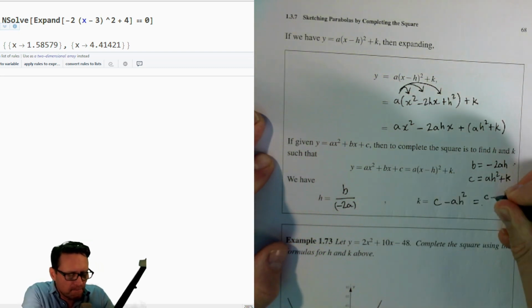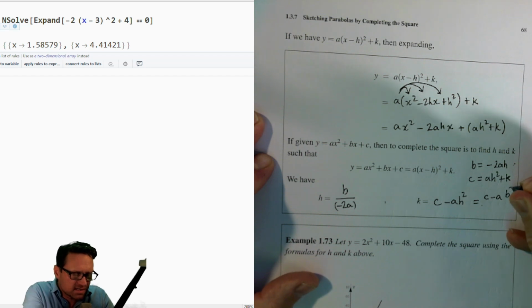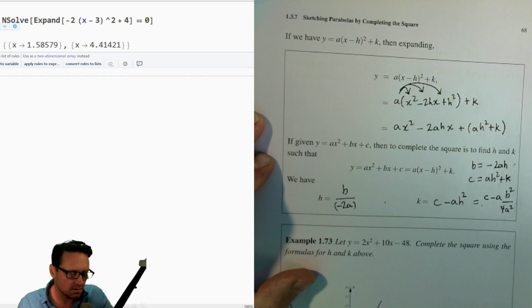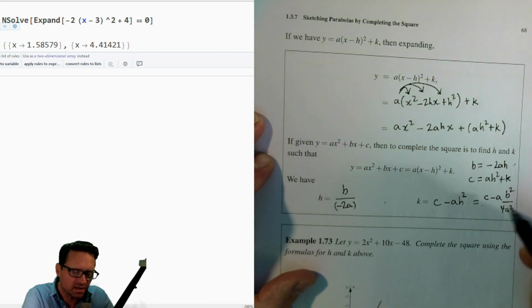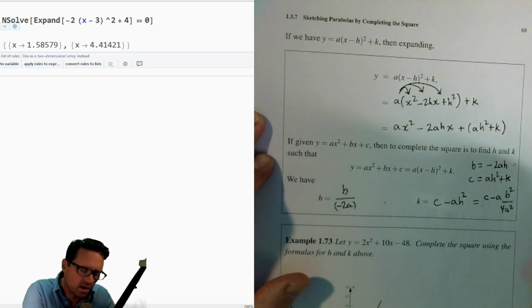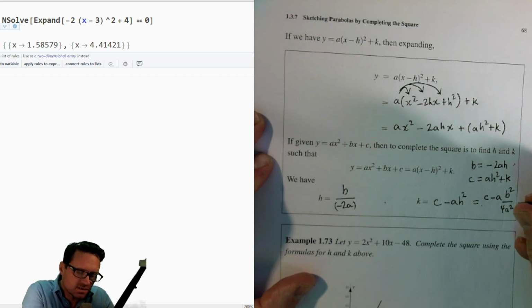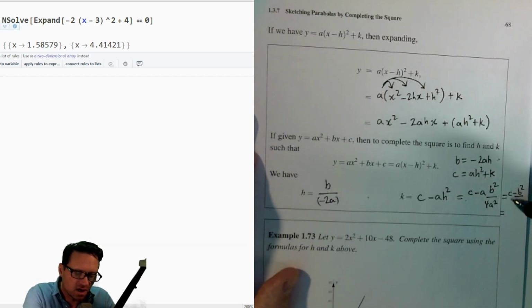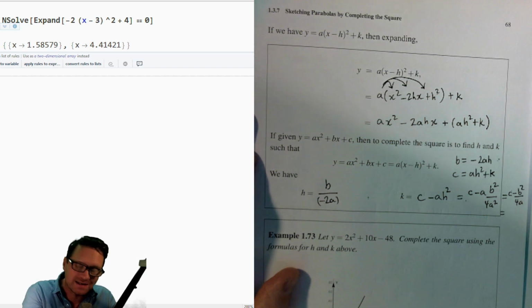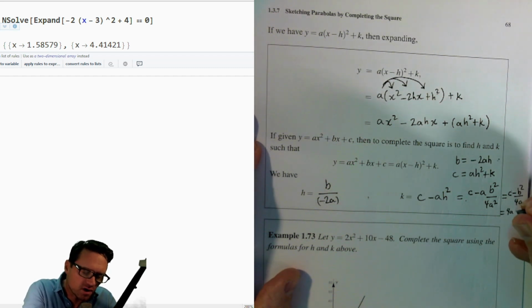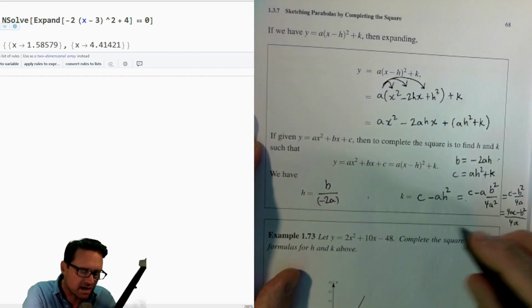So I've got c minus a in brackets b squared over 4a squared when I square this. Okay, and so I can simplify that by putting it all over 4a, because we can do a cancellation of one of the a's here. So this is c minus b squared over 4a, which is multiplying the top and bottom of the c by 4a to get a common denominator. We have 4ac minus b squared all over 4a. Okay, and that is our k.